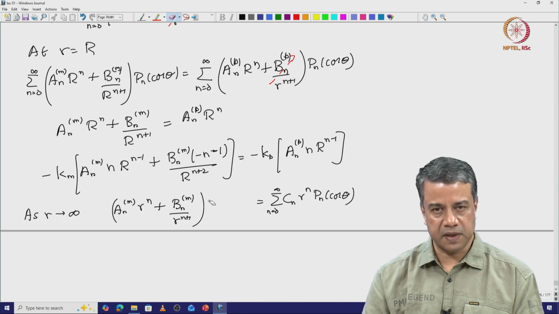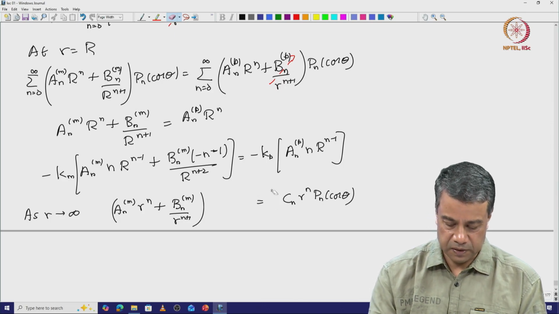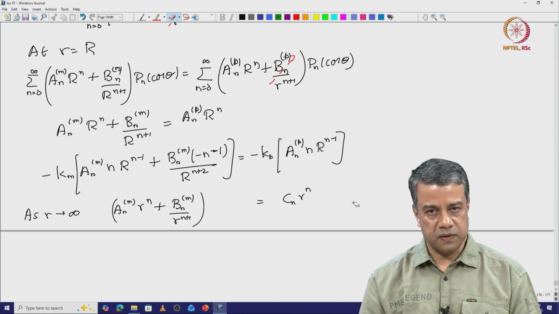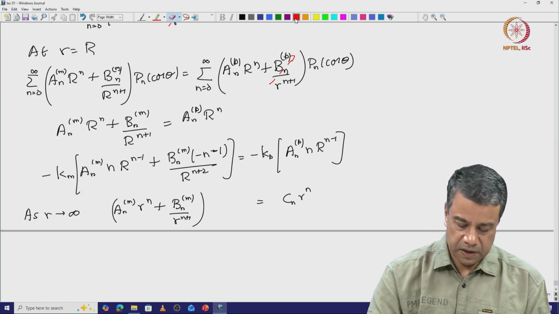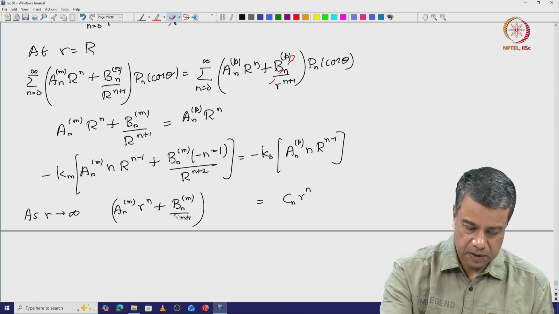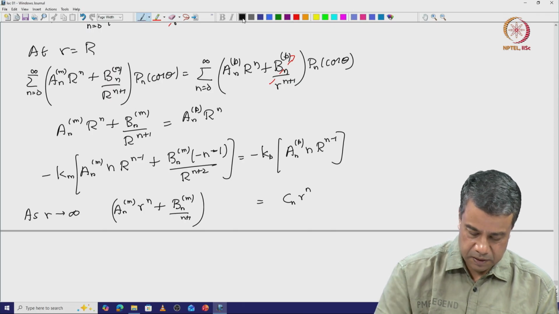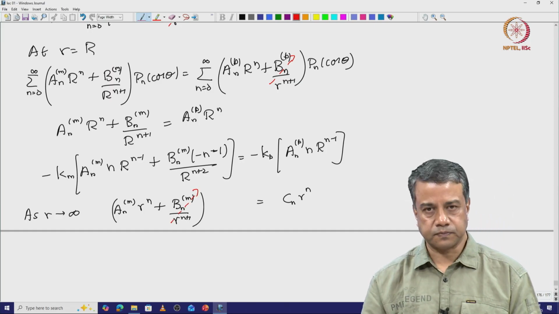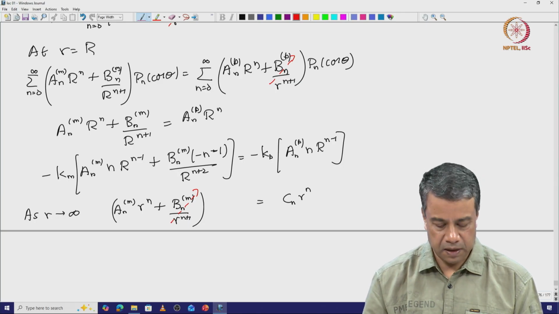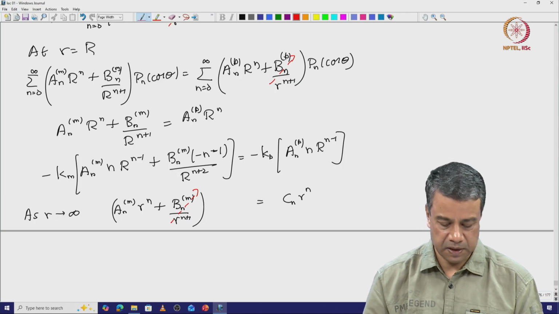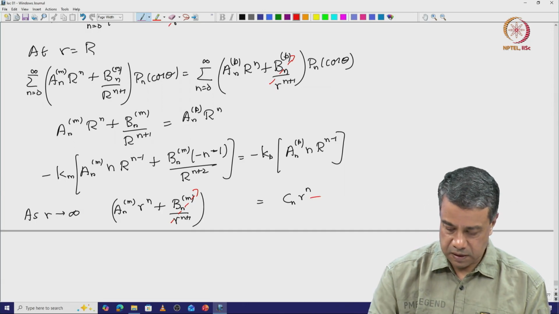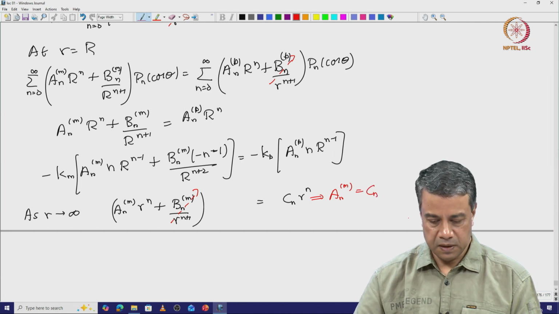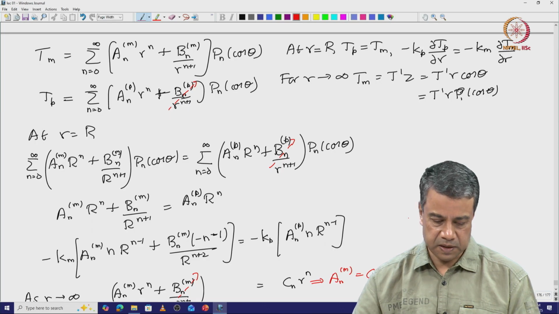Because the Legendre polynomials are orthogonal, I can multiply both sides by P m and I will get an equation in terms of m for each individual value. So, this is the boundary condition as r goes to infinity. As r goes to infinity, obviously the decaying harmonics all go to 0. And therefore, I will get a n matrix r power n is equal to C n times r power n, which basically gives you that a n matrix is equal to C n, where C n is the term in the expansion in the boundary condition.